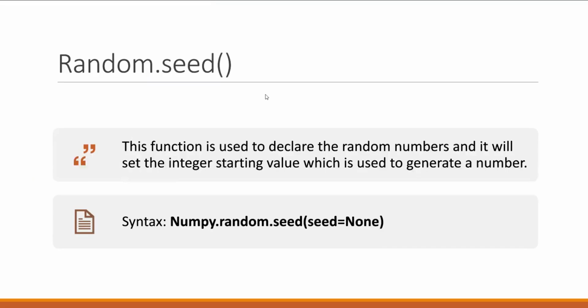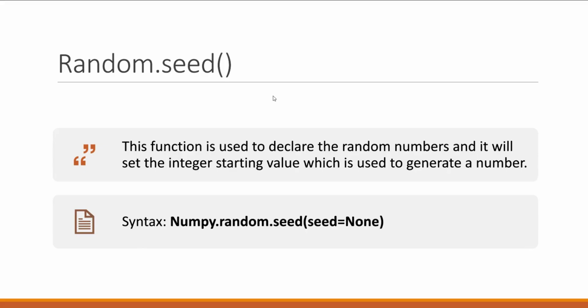So the last function is random.seed. This function is used to initialize the random number generator, and it sets the integer starting value which is used to generate a number. It takes only one parameter, and this function makes the output predictable and the output value will remain the same. So here is the syntax of the numpy.random.seed function, and within this function there is only one parameter, that is seed, and by default it takes None.